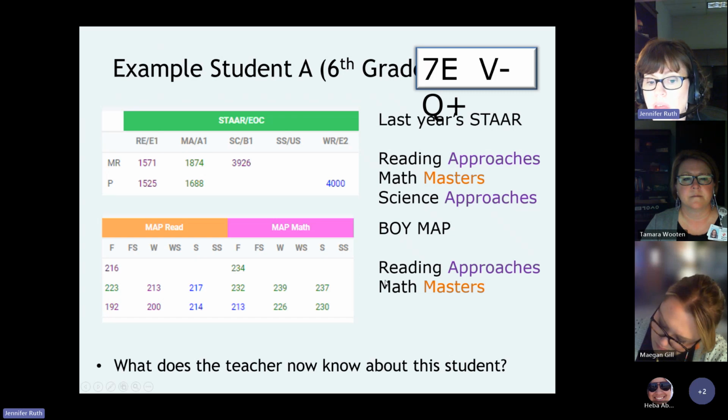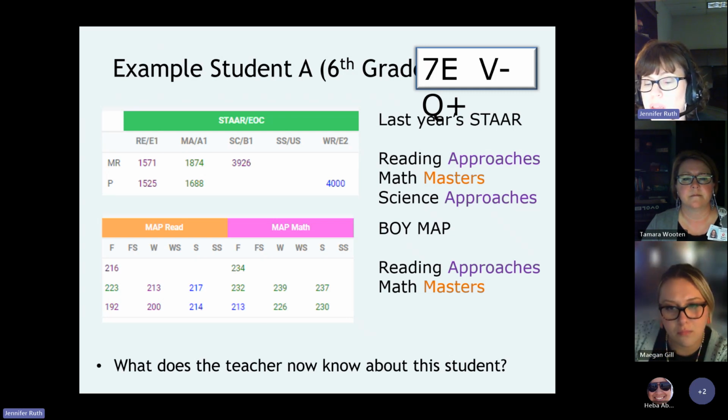Reading is at approaches and math is at masters. So again, I'm seeing a consistent pattern with this particular student of them struggling with the language heavy concepts of reading and science, even though we have an above average cognitive ability. There could be lots of reasons why that's happening. I would just want to make sure I understand the reasons why and that we're addressing those.